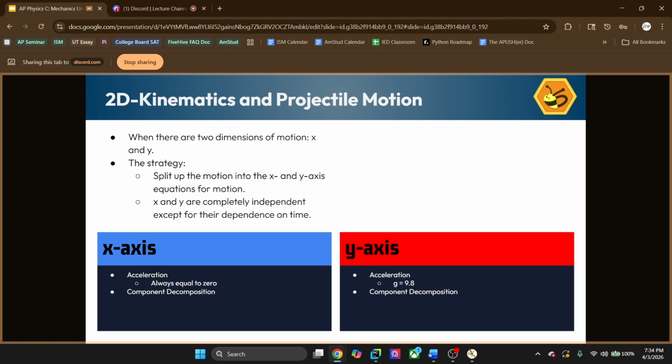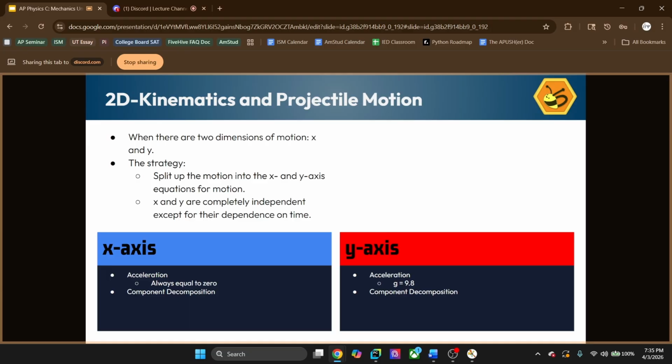The strategy for whenever you come across a 2D kinematics question or problem, the initial instinct is to split up the motion into x and y axis equations and then move on from there. It's also important to realize that x and y are completely independent in this situation, except for the dependence on time. There is one tiny connection there with time, and it's that the time for the x-axis is equal to the time for the y-axis.